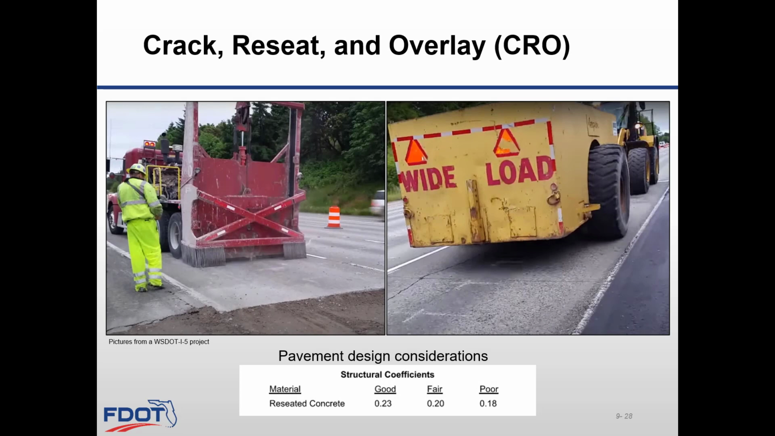Crack, reseat, and overlay, CRO, consists of cracking the concrete pavement into pieces 1 to 3 feet in size and firmly reseating the pieces into the subgrade. Overlaying with an asphalt membrane interlayer, AMI, prior to overlaying with asphalt structural course and friction course.